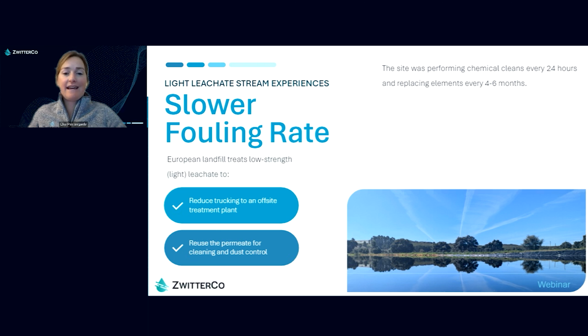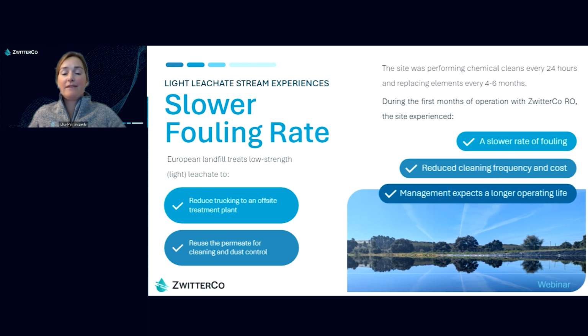Because of the high level of organics at this site, they were cleaning their RO system every 24 hours and replacing those conventional RO elements very frequently, I believe every 4 to 6 months. During the first months of operation with ZwitterCo RO, the site noticed a slower rate of fouling, as demonstrated by the stable operating flux that Alon just talked about. They were able to reduce the cleaning frequency and cleaning costs. And because of that slower rate of fouling and reduced cleaning, they were able to get longer element life with the ZwitterCo RO elements.